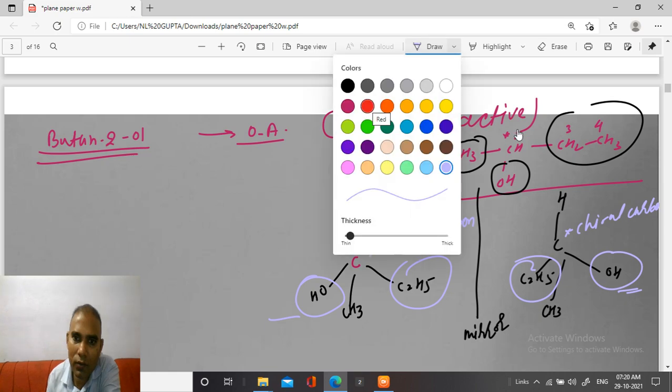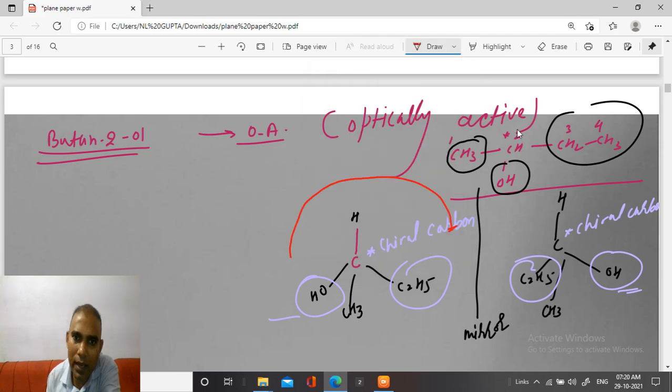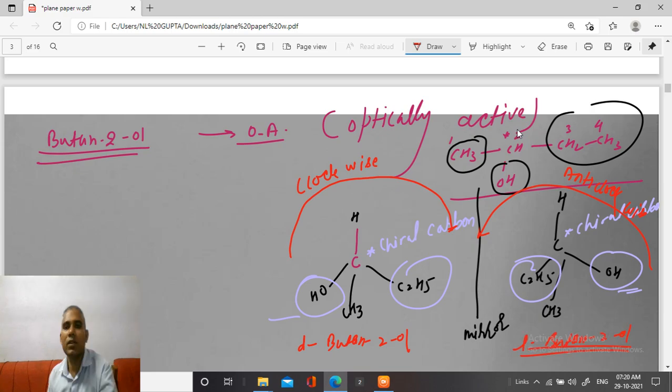So this compound is going to rotate plane polarized light in the clockwise direction. Clockwise means D, okay, this is D-butan-2-ol. And what about this? This is going to rotate anti-clockwise. So that is L-butan-2-ol, student. So that is all about optical activity, student.